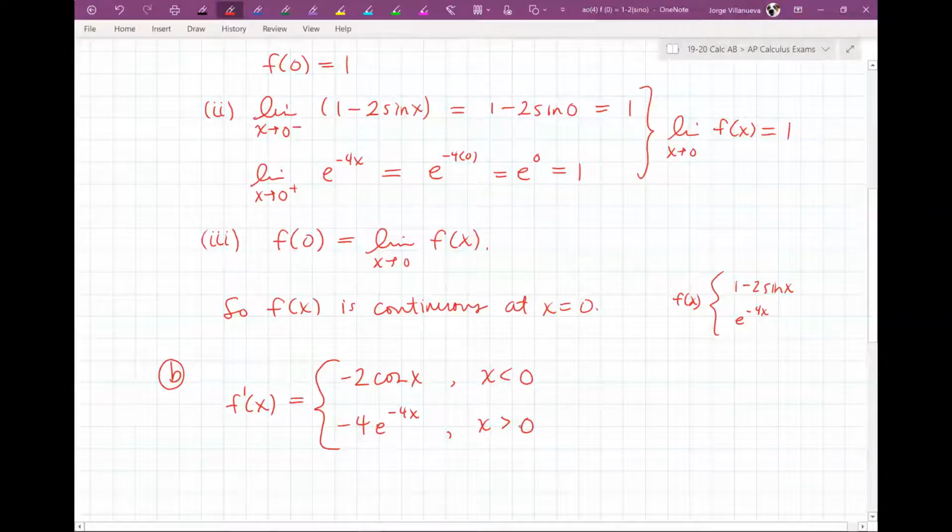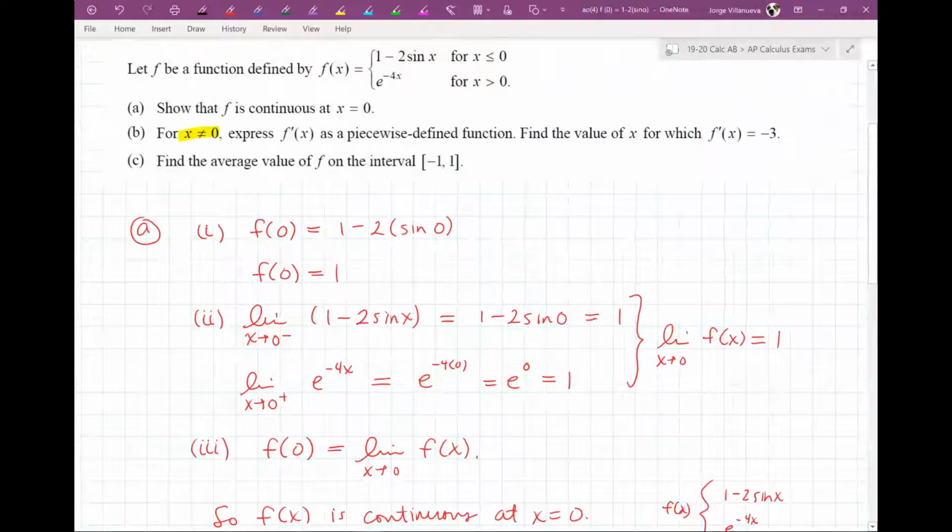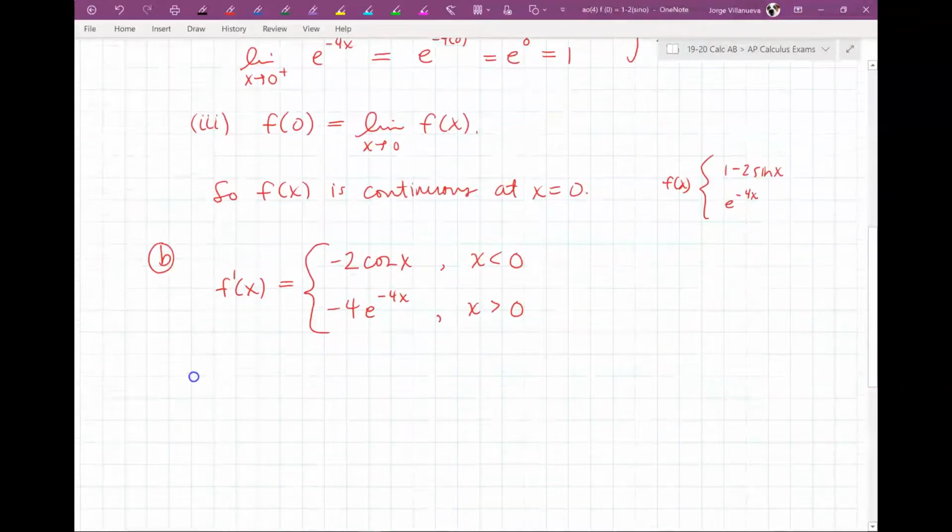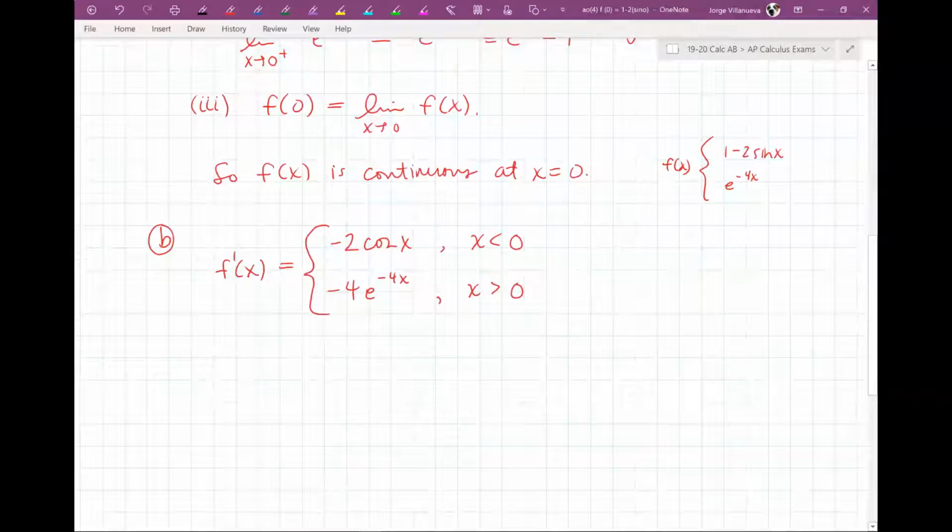Okay, so there's my derivative function. That's what they wanted. They said for x not equal to 0, express f prime of x as a piecewise defined function. So far so good. It says find the value of x for which f prime of x equals -3. So they're saying when does f prime of x equal to -3? So I have two functions. So let's find out when that happens.